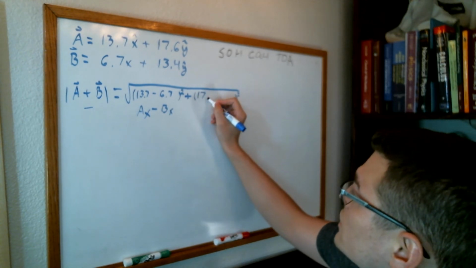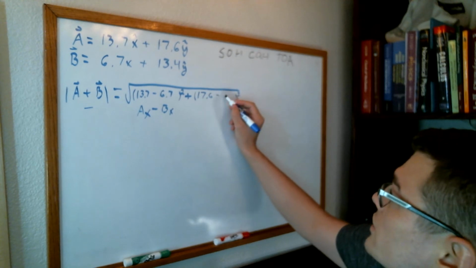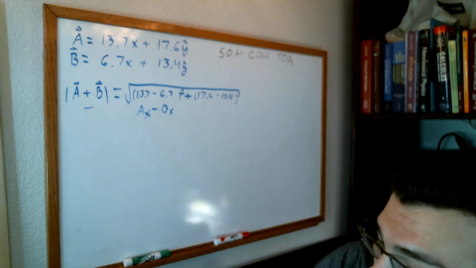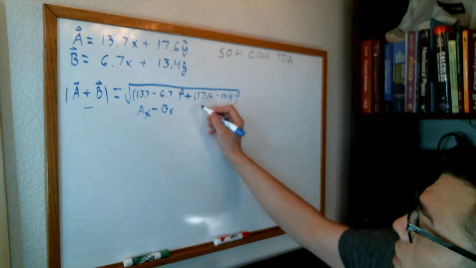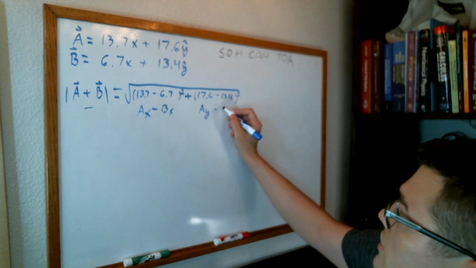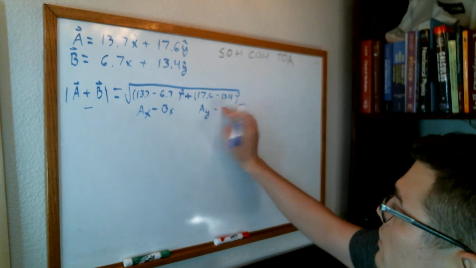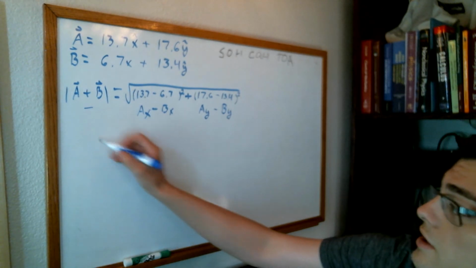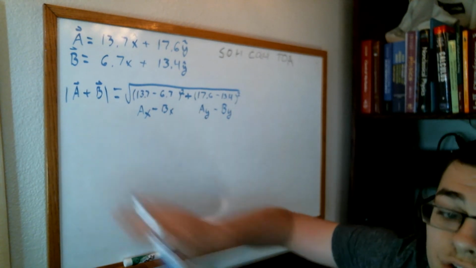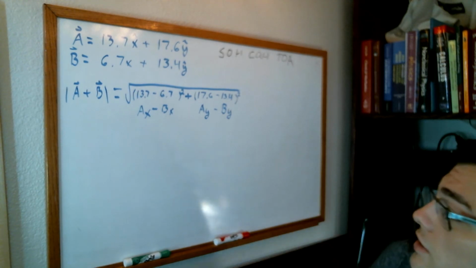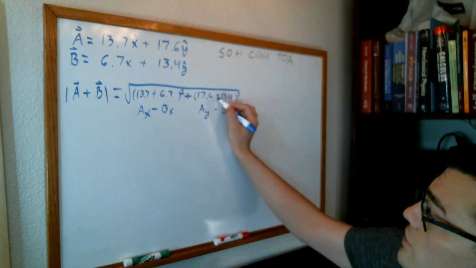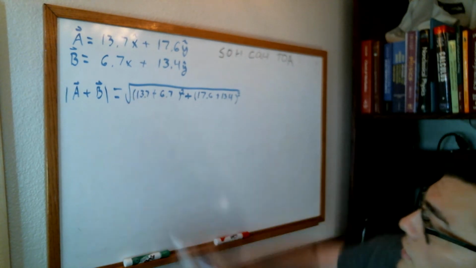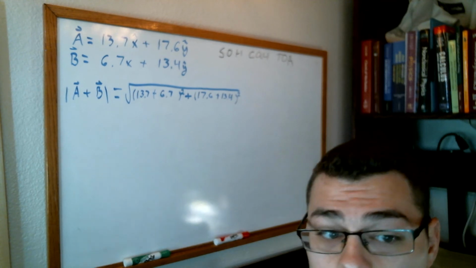We're going to do 17.6, then it would be minus 13.4. And this is going to be the same thing over here, AY minus BY. So this would be if we had a minus sign here, but we're not going to do that. I just wanted to show you that's what you would do if you had a minus sign there. So we're going to change these to pluses. So that's how you set up this problem.